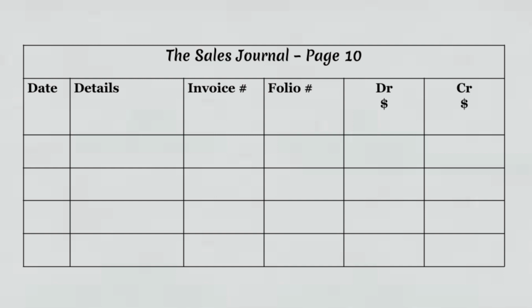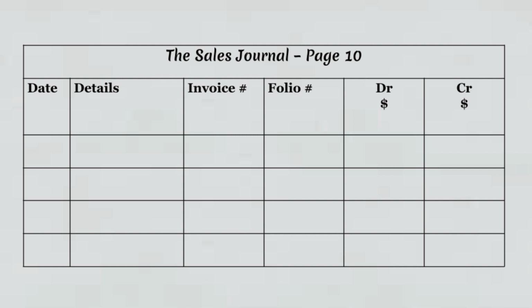Remember, mistakes can be made in recording figures, so we need to be able to go back and double-check the original sources of information. The headings on the sales journal are Date, Details, Invoice Number, Folio Number, a debit and a credit column. In the Date column, we record the year and date the transaction took place. Under the Details column, we record the name of the individual the item was sold to. The specific details about the item can be found on the sales invoice.